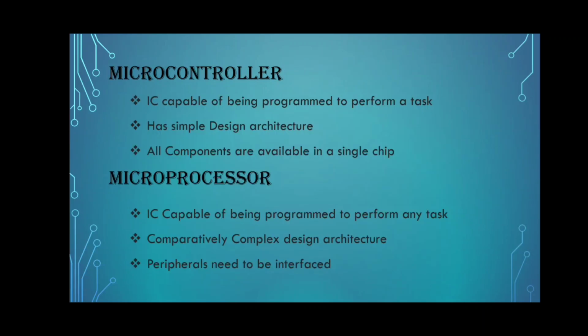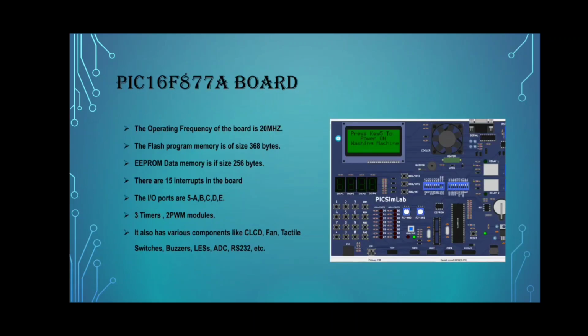Microcontroller: an IC capable of being programmed to perform a task, it has a simple design architecture, and all components are available in a single chip. Microprocessor: an IC capable of being programmed to perform any task, it has a comparatively complex design architecture, and peripherals need to be interfaced.